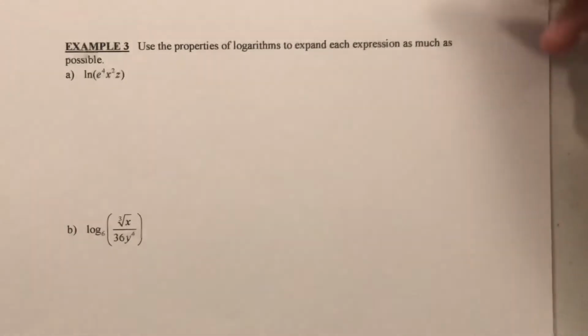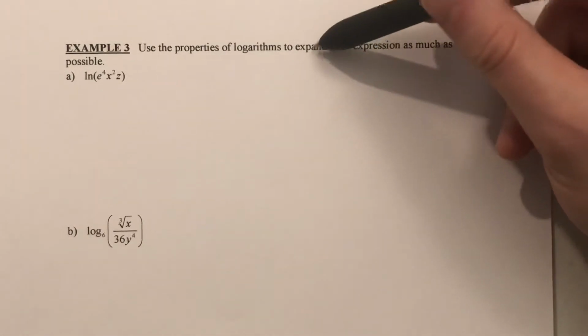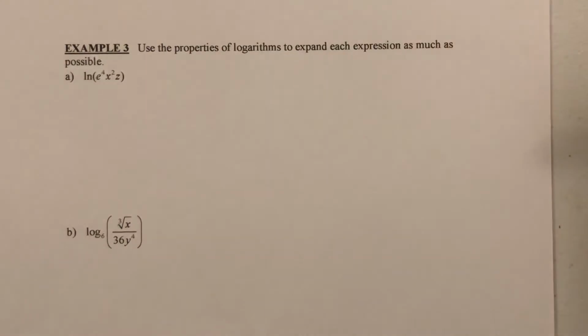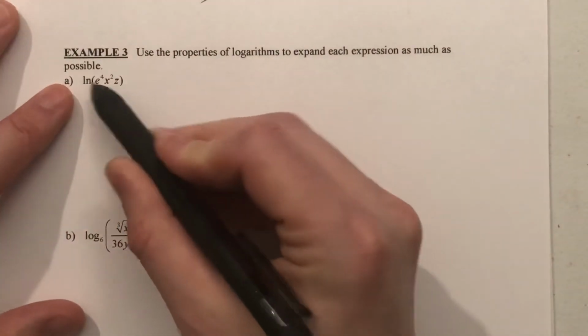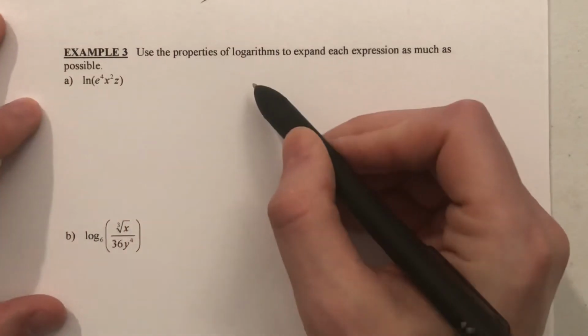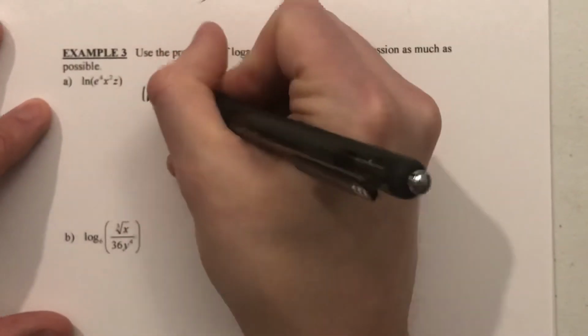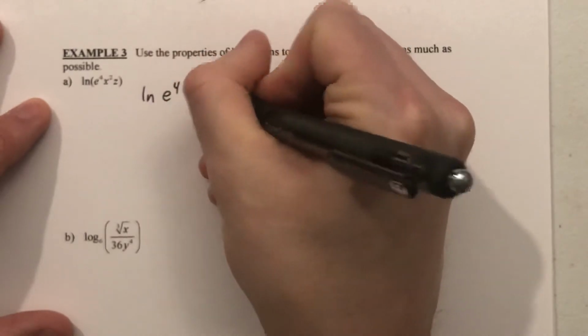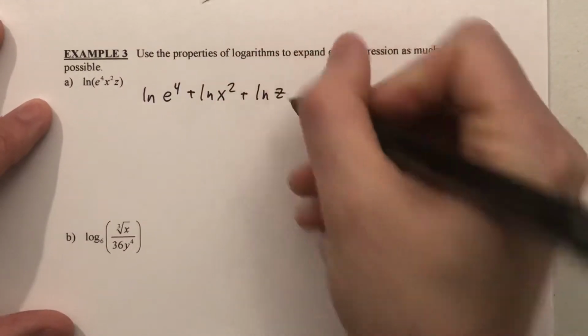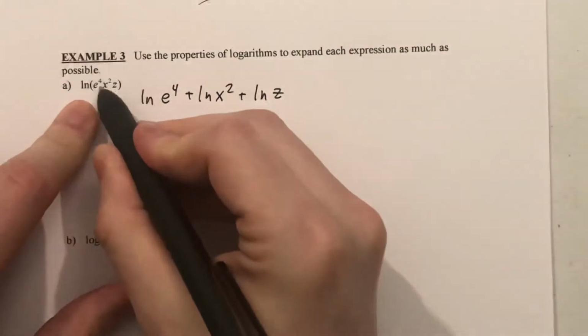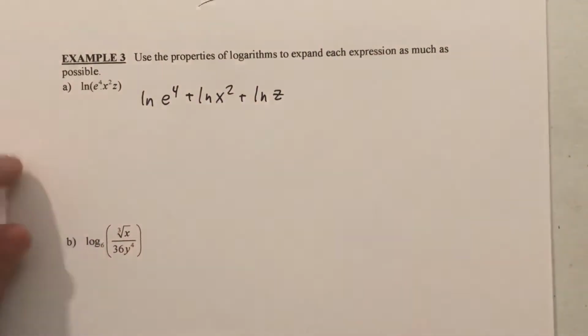Now we look at a couple more expansions, right? Expanding each expression as much as possible. The first one, we have an ln of a product of multiple things, so we can break that apart: ln of e to the 4th plus ln x squared plus ln of z, breaking each product apart into additions.